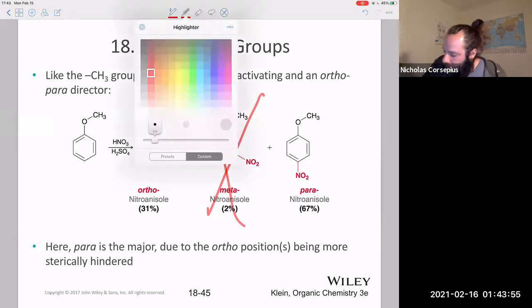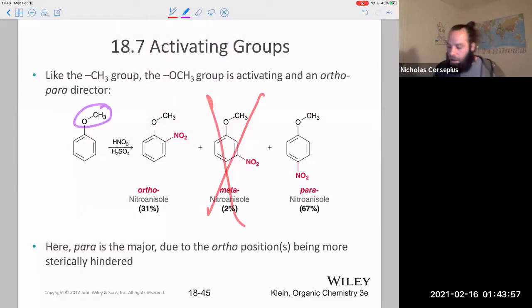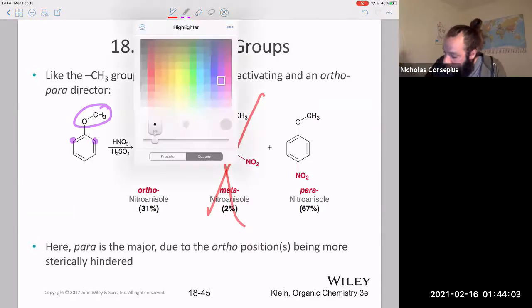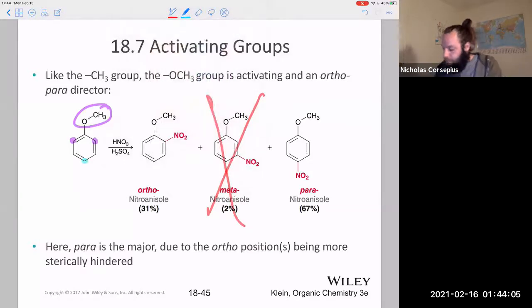That has everything to do with the size of this group here. These ortho positions are just more sterically hindered than the para position. Okay, so that's why in the case of any bigger, bulkier groups, your steric hindrance is going to be a factor.